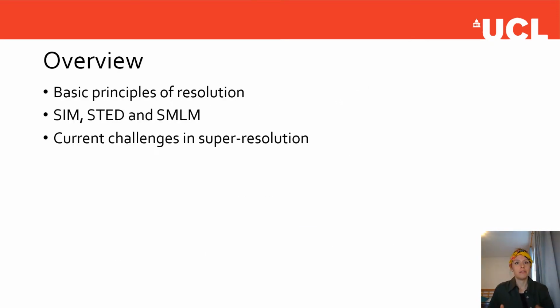Okay, so this is just an overview of what we're going to be talking about in the next couple of seminars. So we're going to talk about the basic principles of resolution, what limits it, and why we need this thing called super resolution microscopy. We're then going to have a bit of a deep dive into the three main techniques that are available to us, and those are SIM, STED and SMLM, and I promise the acronyms will become clear as we go on. And finally, we're going to finish up by talking about where the field is at the moment, what current challenges are with super resolution microscopy, and what you can expect to see in the next few years. What's the cutting edge of super resolution microscopy?